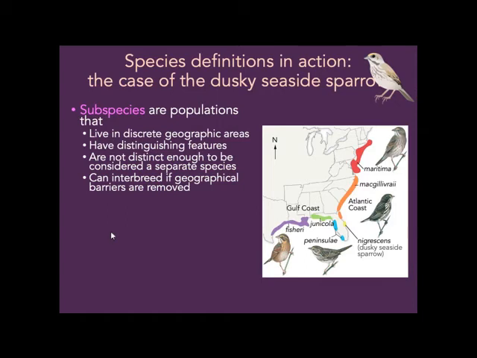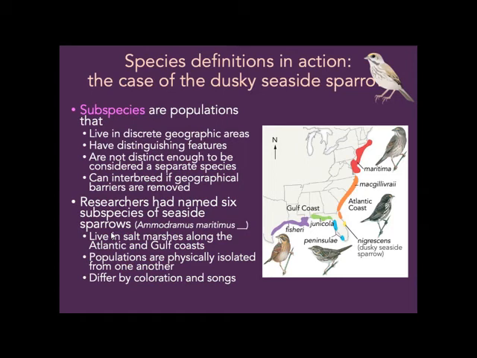And potentially, if you remove some of the geographic barriers that separate the different geographic areas from each other, then they can interbreed with each other. So if we say they're a subspecies, we're kind of saying, well, we think that they're part of the same species, but maybe speciation is in action right now. We'll see what happens next.